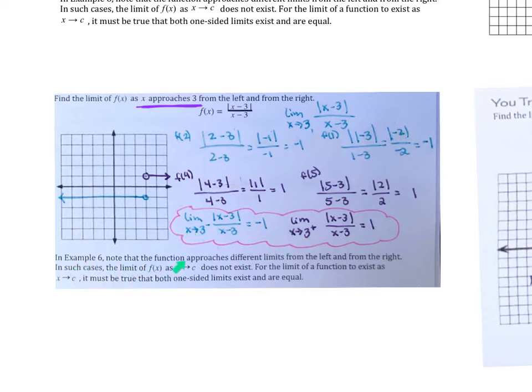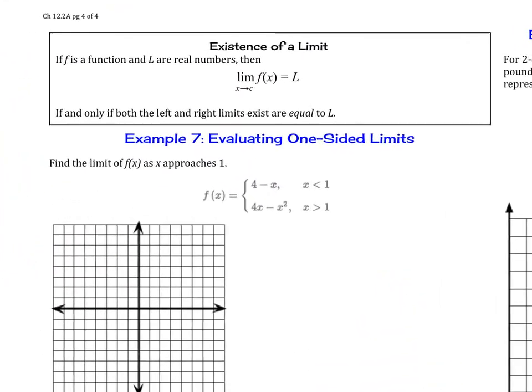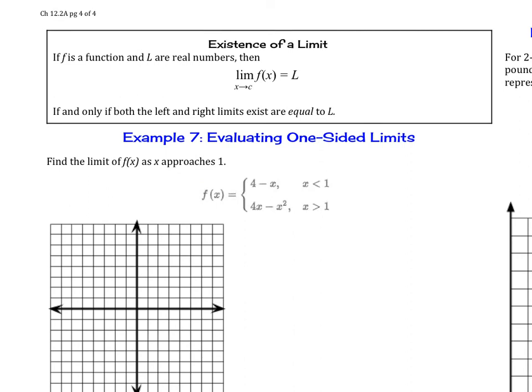In example 6, note that the function approaches different limits from the left and right. In such cases, the limit of f of x as x approaches c does not exist. For the limit of a function to exist as x approaches c, it has to be true that both one-sided limits exist and are equal. So let's try another example, existence of a limit. If f is a function and c and L are real numbers, then the limit of f of x as x approaches c equals L if and only if both the left and right limits exist and are equal to L.